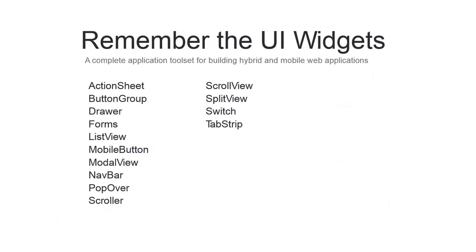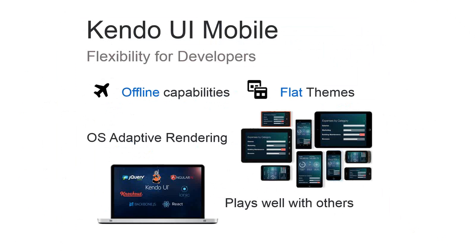And what we give as part of Kendo UI Mobile is flexibility for developers in terms of offline capabilities. So Kendo UI has an object known as Kendo UI data source, and the Kendo UI data source has this capability to actually store data locally in a local storage. And when the network is available, or when the connectivity is available, it will be able to sync any CRUD operation that you would have done on the data source.